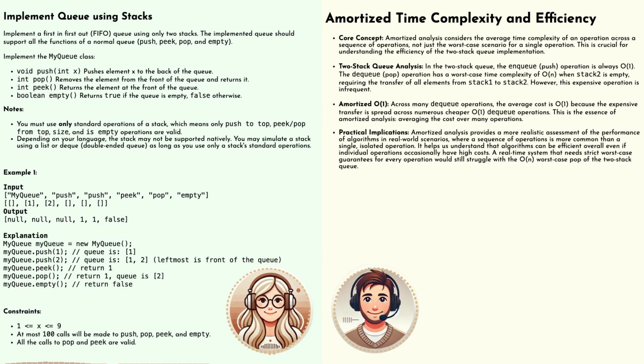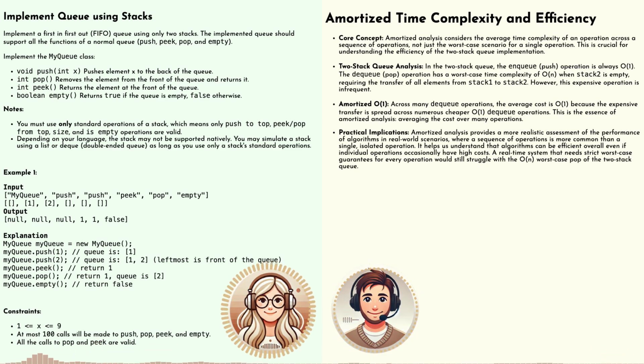Imagine a toll booth on a highway, right? Sometimes you might hit a backup and you have to wait a while, but most of the time, you sail right through. The occasional delays don't change the fact that, on average, the toll booth keeps the traffic flowing pretty smoothly. Okay, I like that. So how does this apply to our two-stack queue implementation?